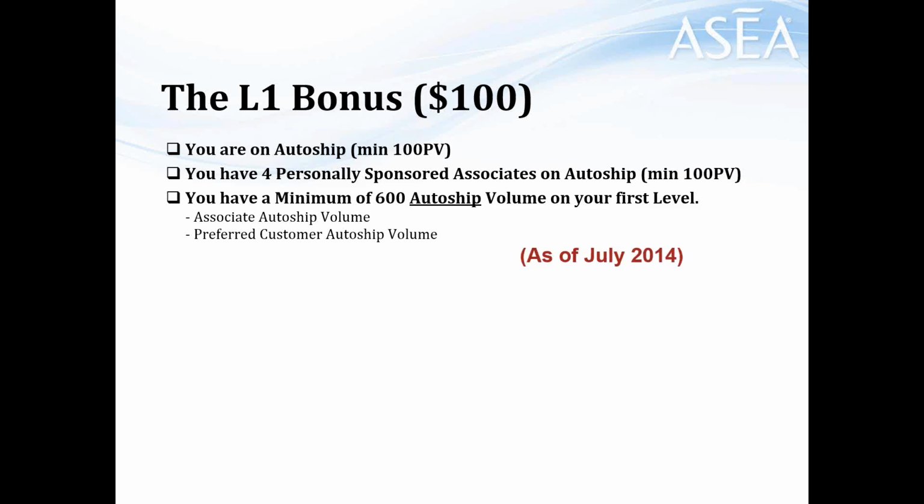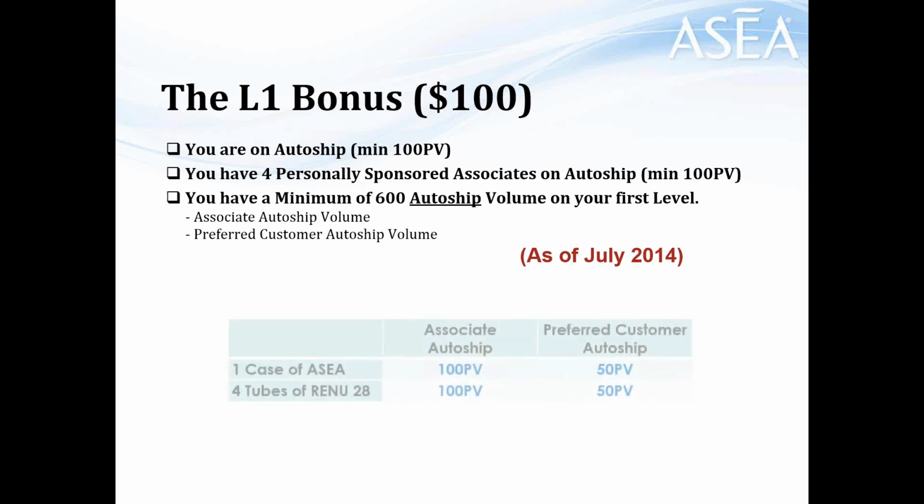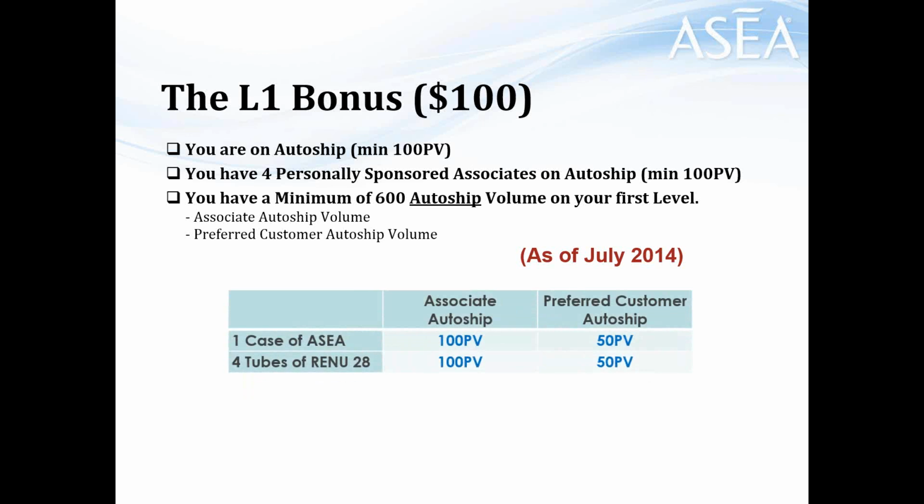So what does this entail? Both associate auto ship volume and preferred customer auto ship volume. As long as there's a total of 600 on your first level, you are L1 qualified. Now, where does volume come from?